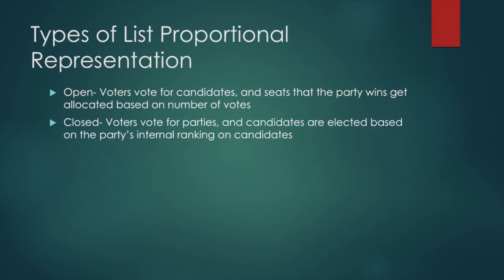What we just did is a party list proportional representation, more specifically a closed list proportional representation. In closed party list proportional representation, voters vote for parties and candidates are elected based on the party's internal ranking of candidates. For open party list proportional representation, voters vote for parties and candidates at the same time. So depending on how many seats a party secures, they have to elect the candidates with the most votes.